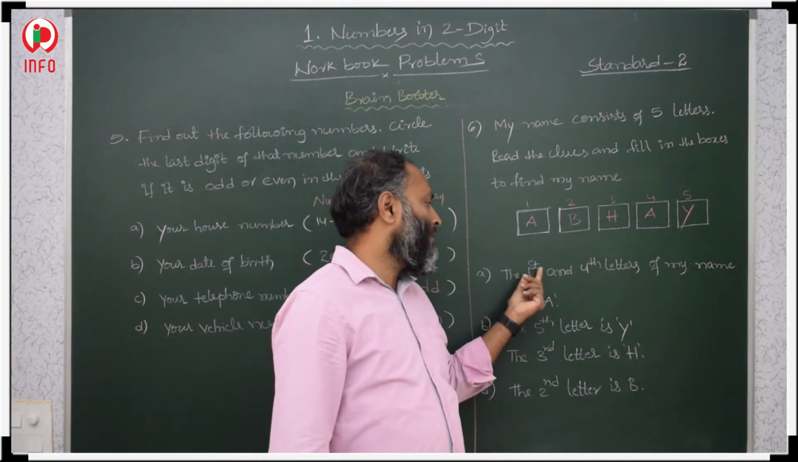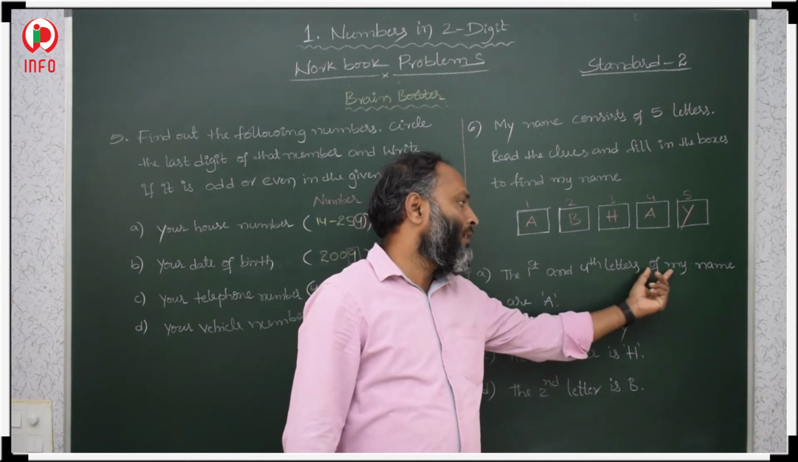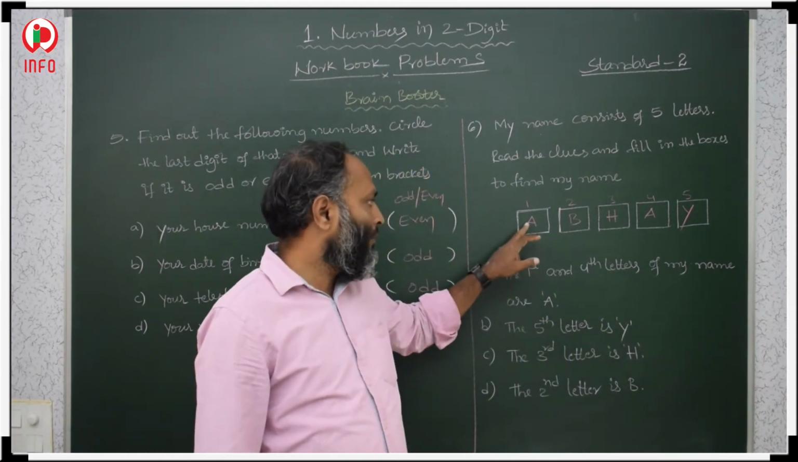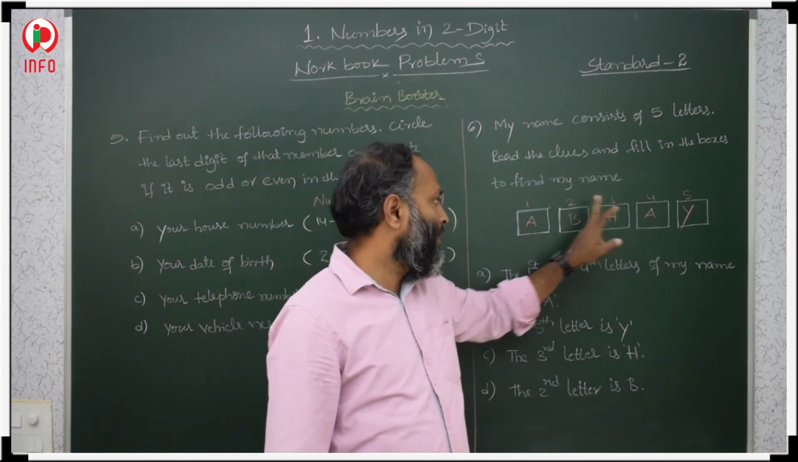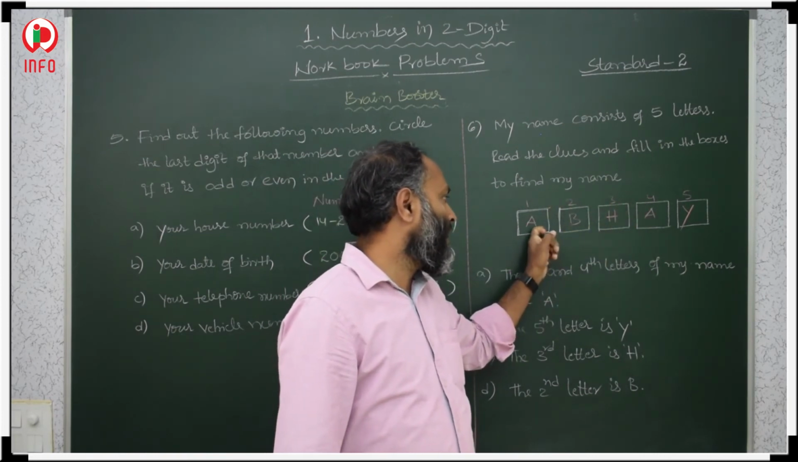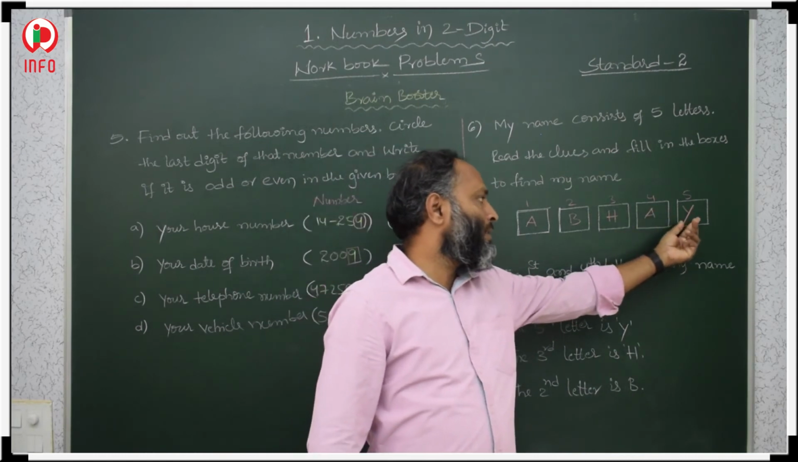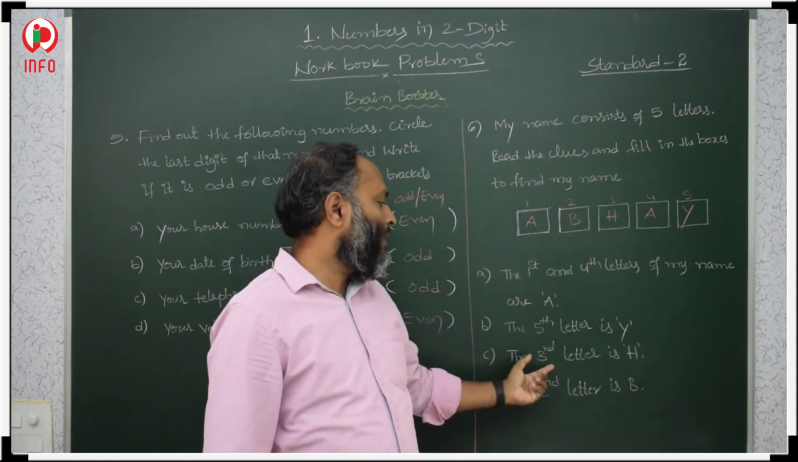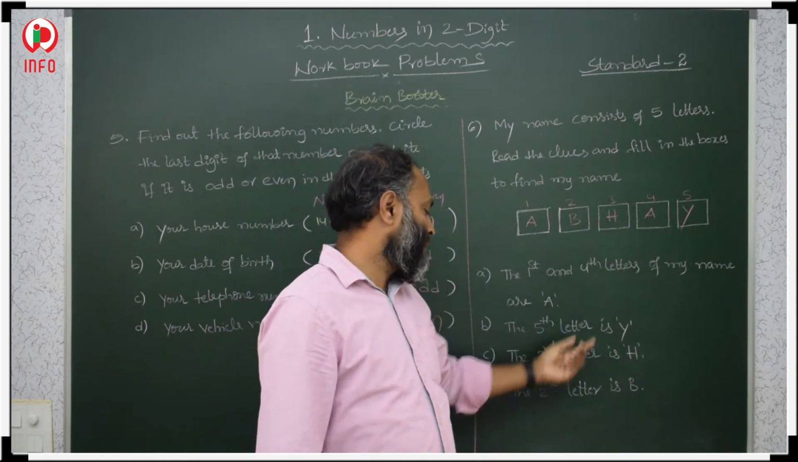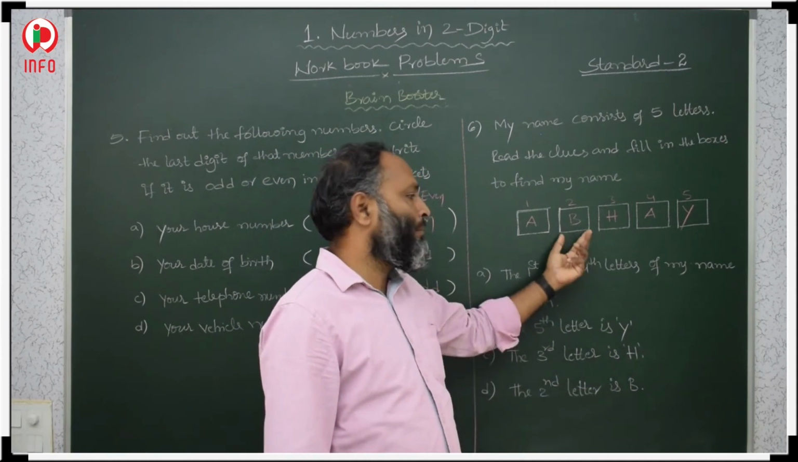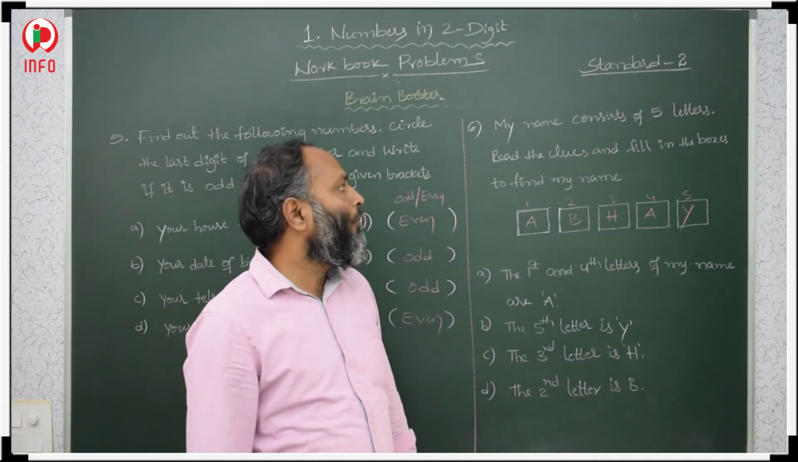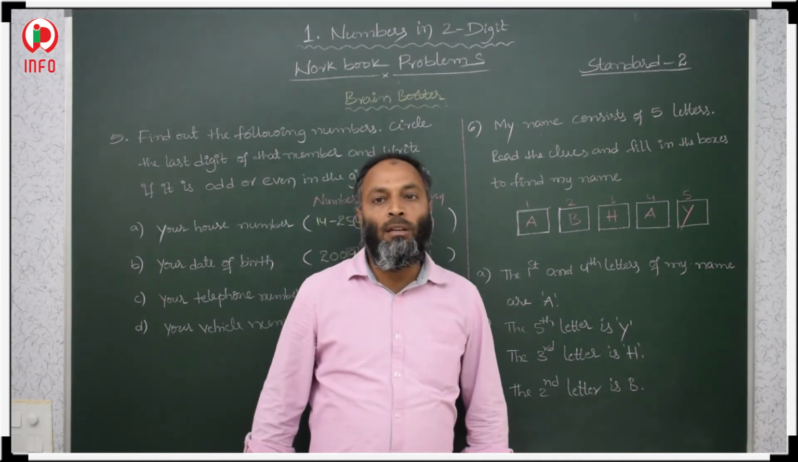First, what is given here? First and fourth letters of my name are A. Here A and here A. And the fifth letter is Y. And the third letter is H. And the second letter is B. So like this we have to find the name using the clues.